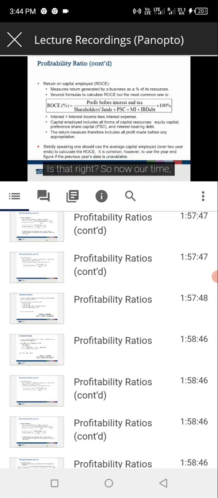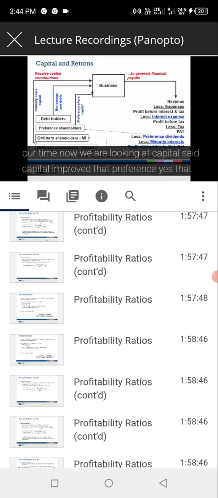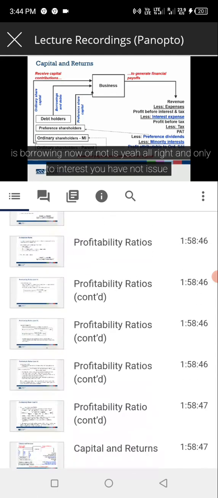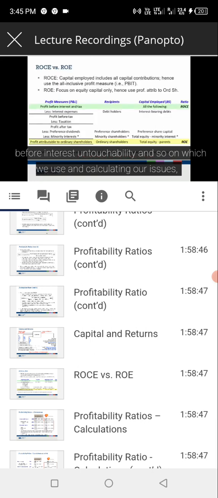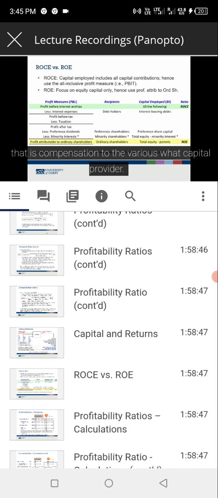Now, we are looking at capital. We said capital comprises debt, preference shares, that is borrowing, and ordinary shares. Minority interest, you have ordinary shares, parents. And then you have your profit after tax, and your profit before interest and tax, PBIT, and so on, which we use in calculating our ratios. That is compensation to the various capital providers.